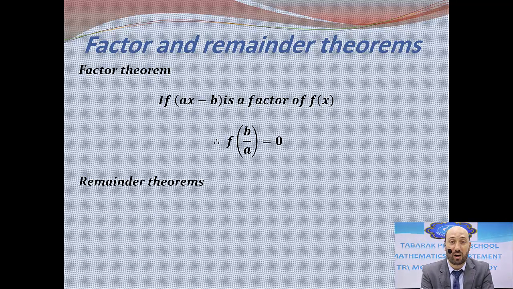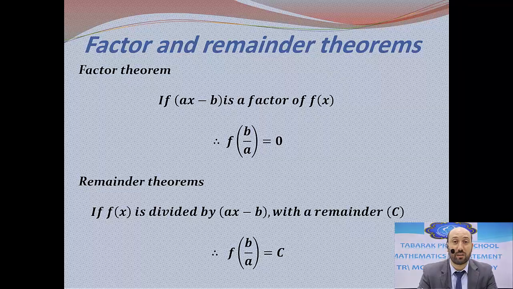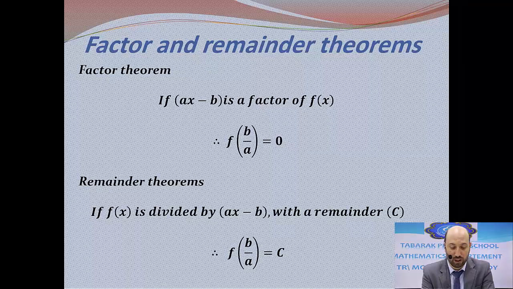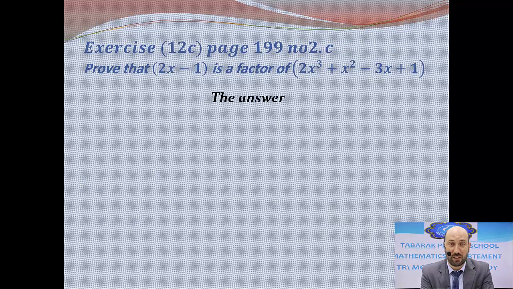But for the remainder theorem, if function of x is divided by ax minus b with the remainder c, that means function of b over a equals c. So the difference between the factor theorem and the remainder theorem is that in the factor theorem, the function of the zero equals 0, but for the remainder theorem, the function of the zero of the factor equals a number, not 0.